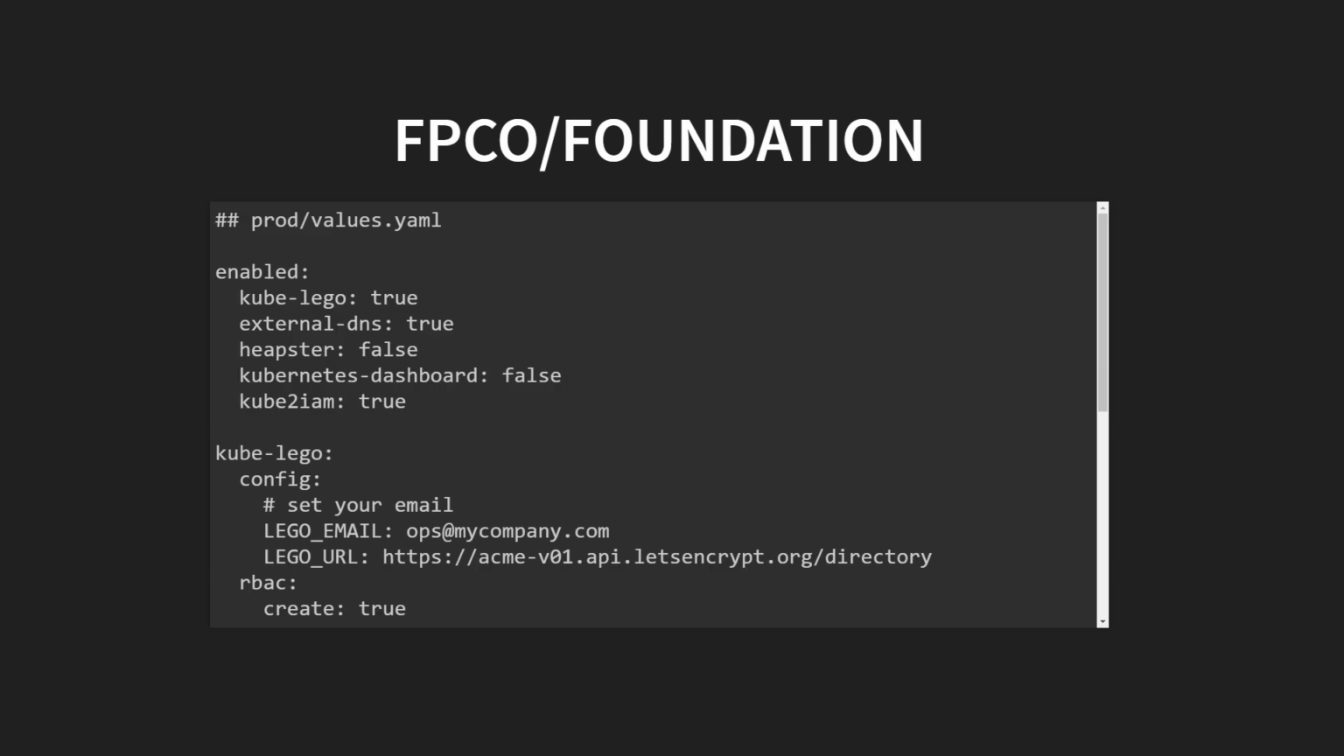And after that, we're just going to edit a values file that's specific to our Foundation chart and tell it to enable certain services. We're going to enable kubectl, we're going to enable external DNS, and we're going to enable kubectl IAM. I'm going to talk a little bit more about that in a minute. So setup for kubectl is pretty self-explanatory. We're just setting up an email here.